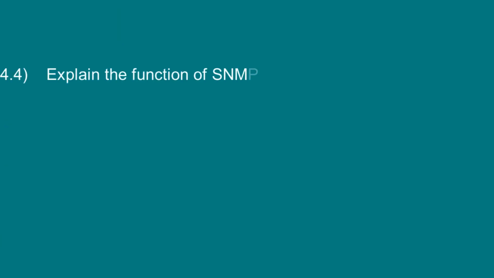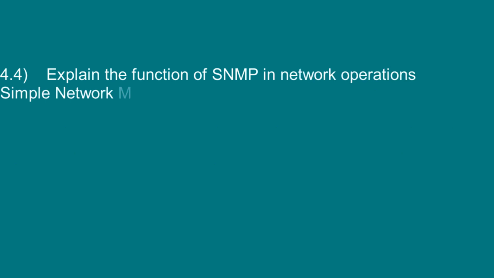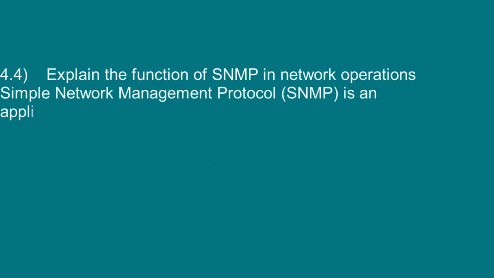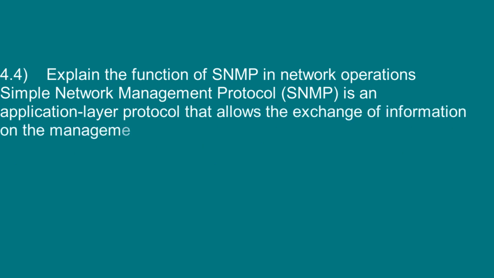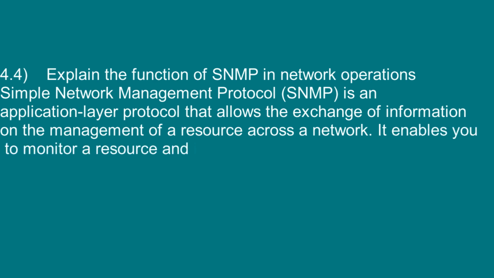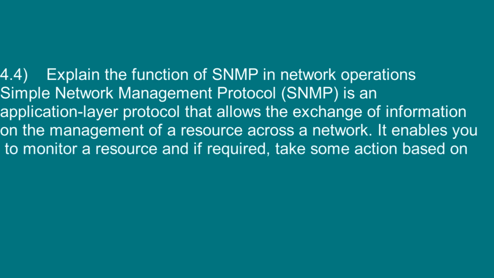4.4. Explain the function of SNMP in network operations. Simple Network Management Protocol, SNMP, is an application layer protocol that allows the exchange of information on the management of a resource across a network. It enables you to monitor a resource and, if required, take some action based on the data obtained from the resource.